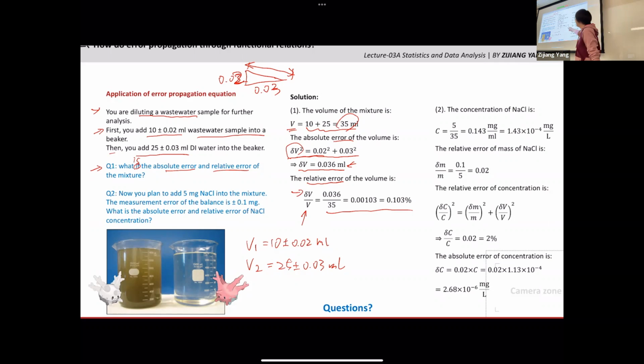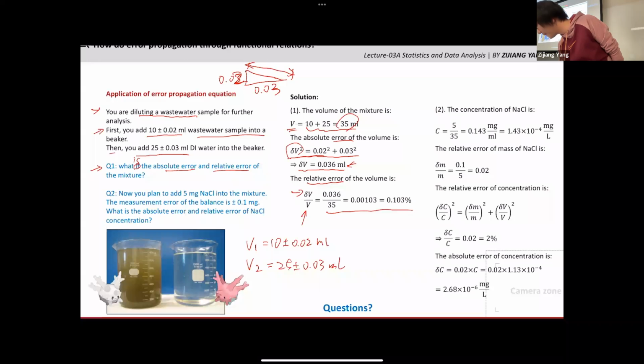So for this example, do you guys have any questions? No. And here we can also see that no, just this one. And then let's look at the second question.